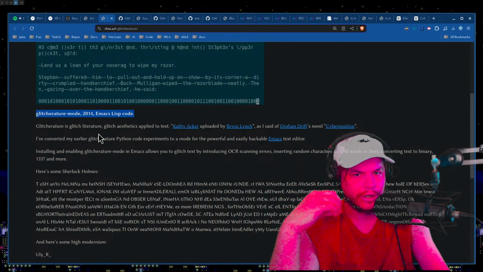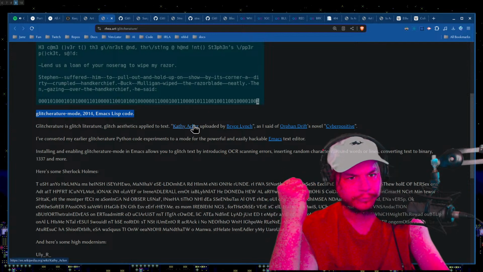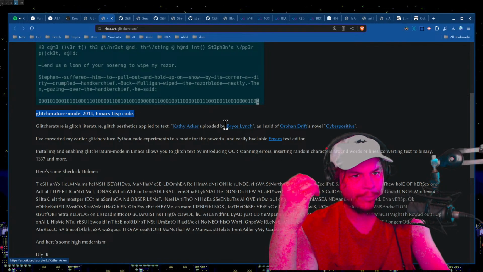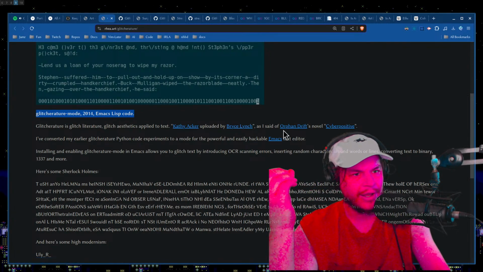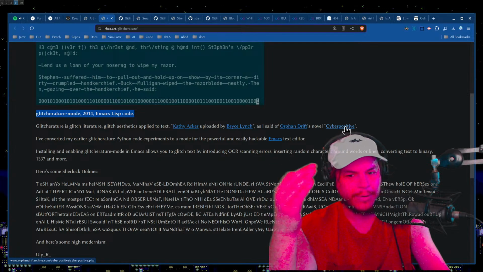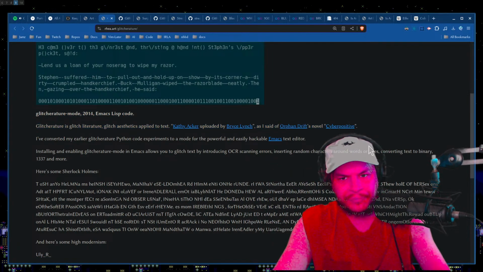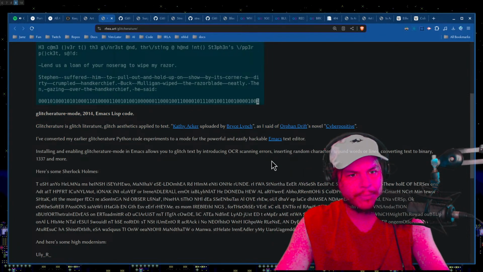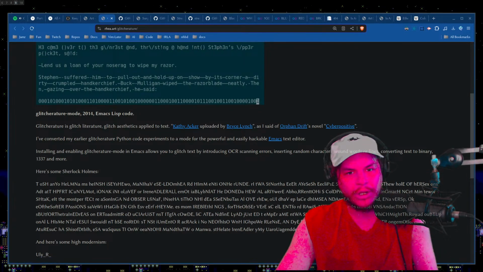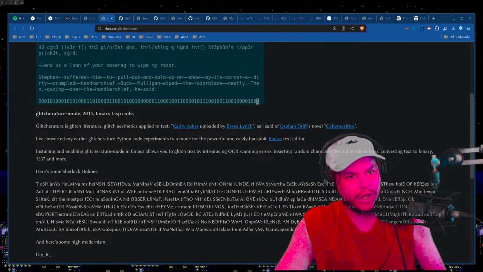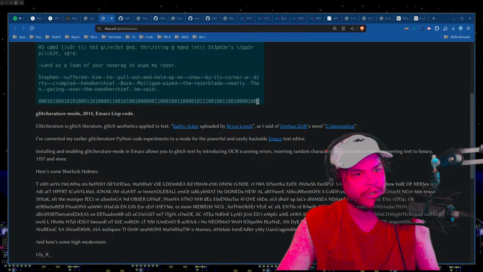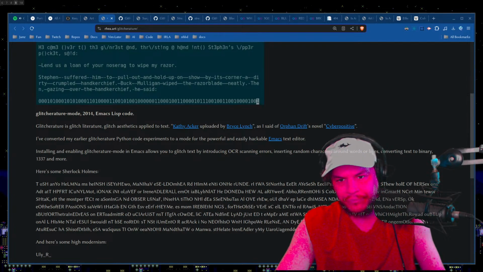It's glitch literature, glitch aesthetic applied to text. Kathy Acker, uploaded by Bryce Lynch, as said of Orphan Drift's novel Cyberpositive. Geez, see, so many things to learn. I converted my glitchature Python code experiments to a mode for the more powerful, easily hackable Emacs text editor. Installing and enabling glitchature mode in Emacs allows you to glitch text by introducing OCR scanning errors, inserting random characters around words or lines, converting text to binary, leet, and more. Here's some Sherlock Holmes.